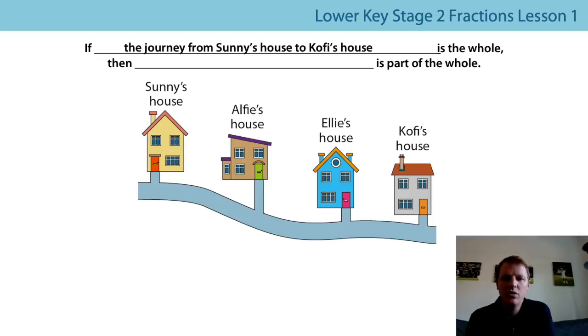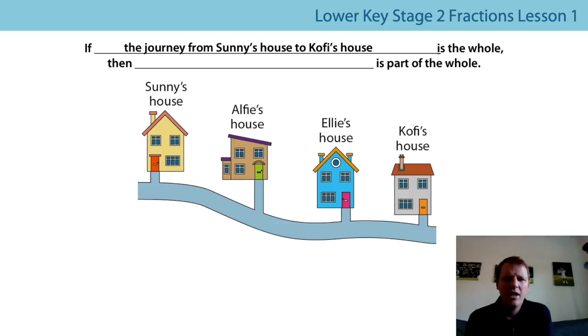Now I want you to see if you can say 3 different sentences of your own, which still has the same whole, which is the journey from Sunny's house to Kofi's house. Pause the video, have a go at that, and then we'll come back together. Did you do it? Hopefully. Now there's lots of different parts within here.